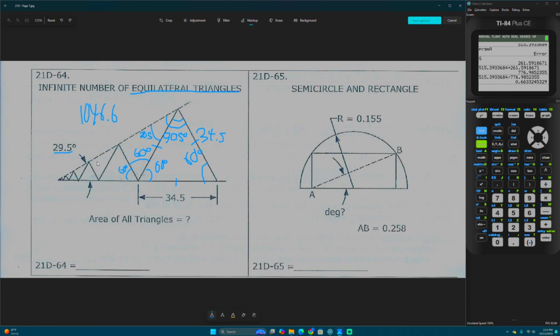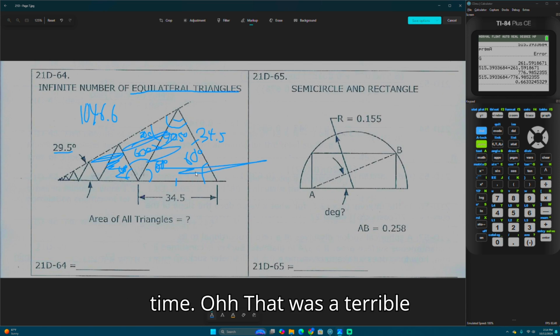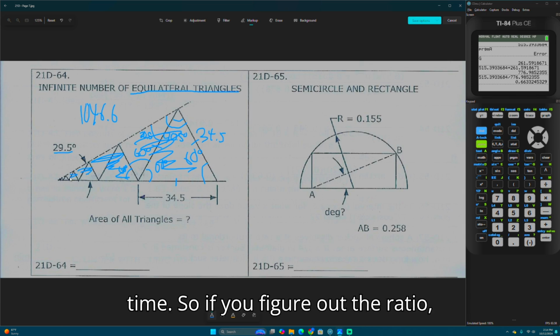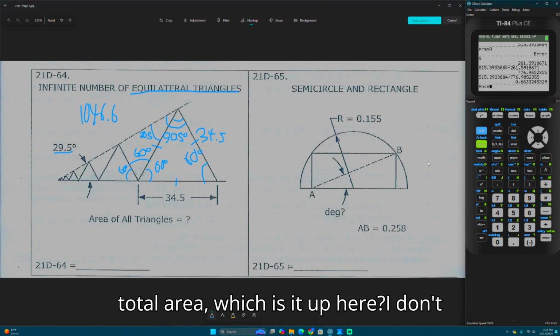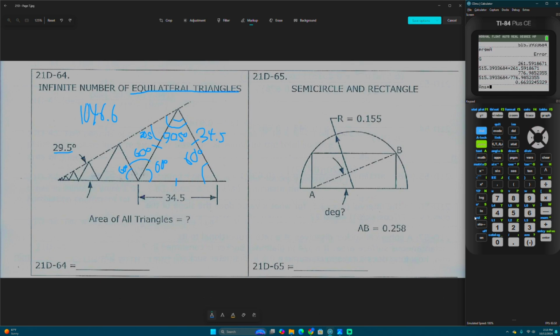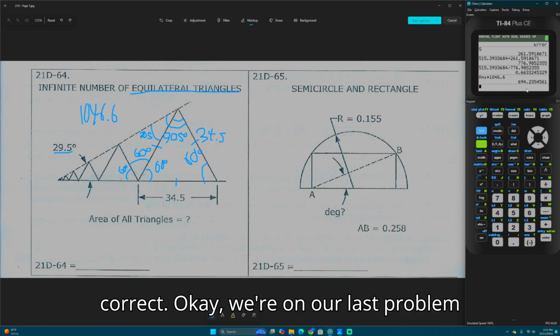Because you'll see this pair every single time. Like that was a terrible one, but you'll see a pair every single time. So if you figure out the ratio, which we did, you'll be able to find your answer this way. And you multiply by the total area, which is it up here? I don't remember typing it in. It's not. But if you multiply by the total area, 1046.6, you'll get your answer, 694, which is correct.